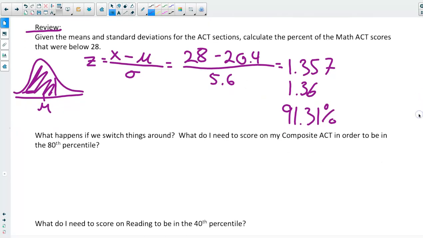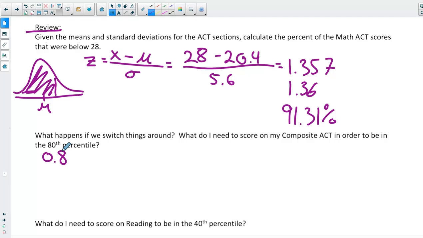On this next problem, it says, what happens if we switch things around? What do I need to score on my composite ACT in order to be in the 80th percentile? So they just gave me a percentile. So instead of starting on the outside and working my way into the Z table, I actually just look for what is the 80th percentile as a decimal. Where did that 0.5 come from? I like the 0.8. So we're going to go with 0.8. So 80th percentile is 0.8. Now, I go to my Z table.